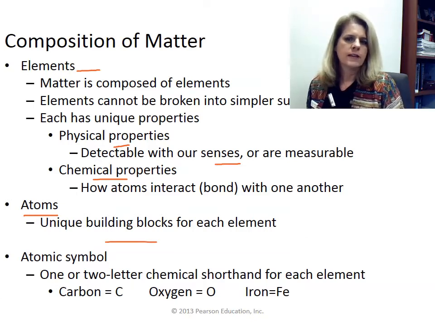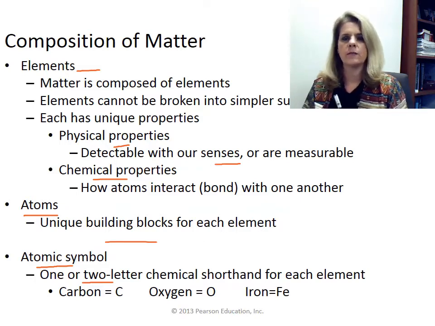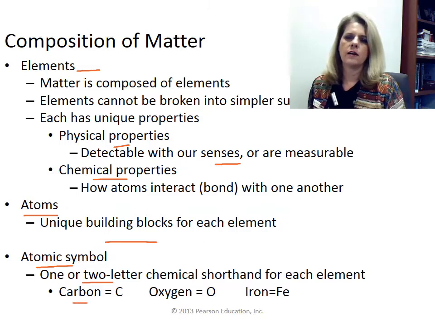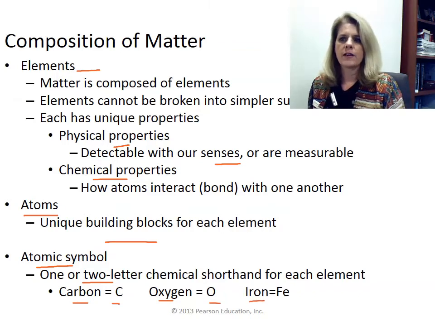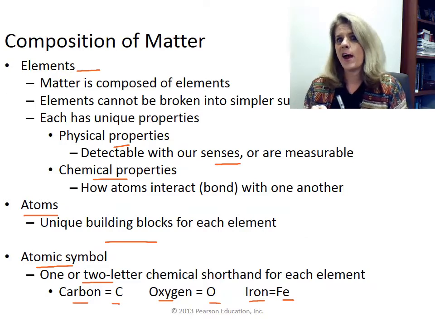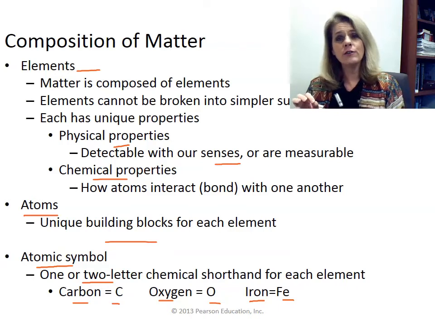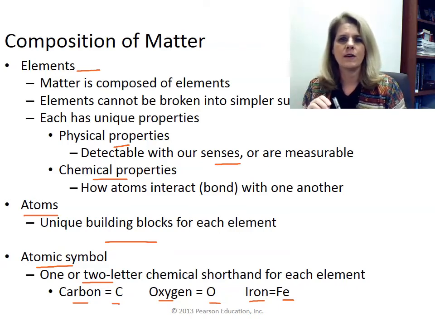And all your elements have what's called the atomic symbol, which is just an abbreviation. So we take a 1 or 2 letter, and that's the chemical symbol for the elements. For example, instead of writing out carbon, you would just put C. Instead of writing out oxygen, you'd use O. Iron would be Fe. So don't get into the trap that your elements are always the first letter or the first 2 letters of the name of the element.